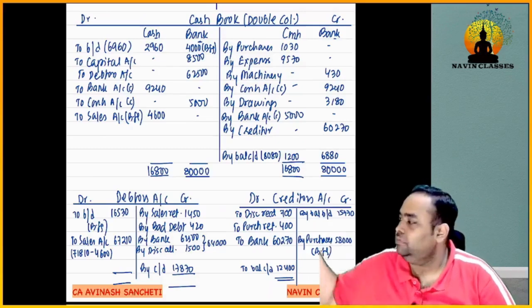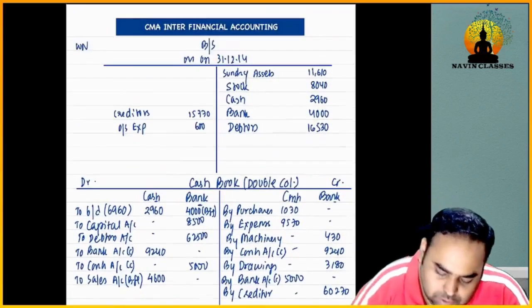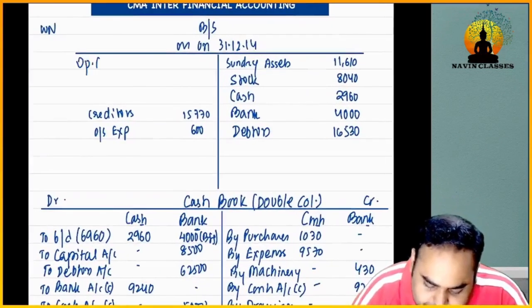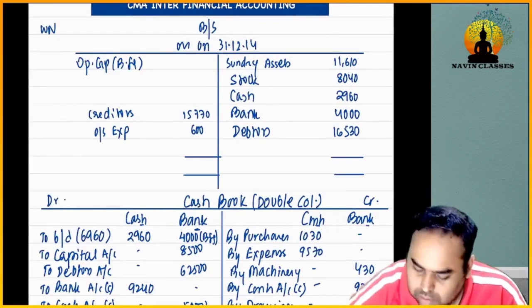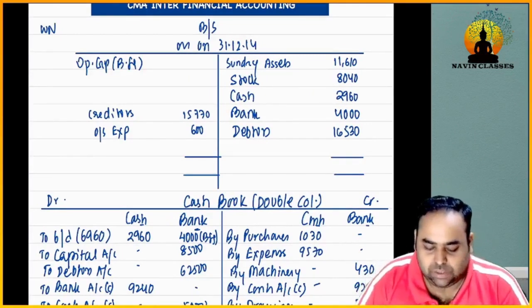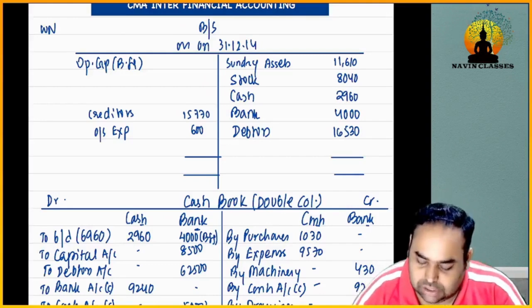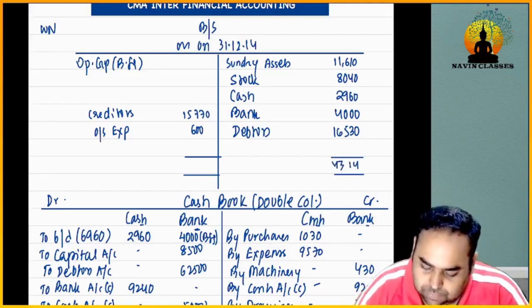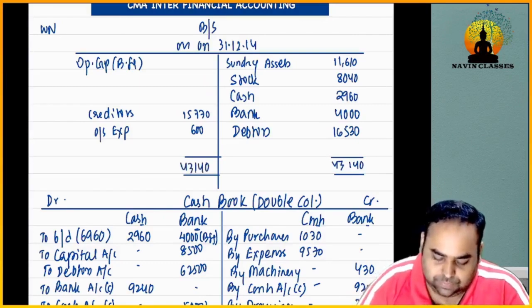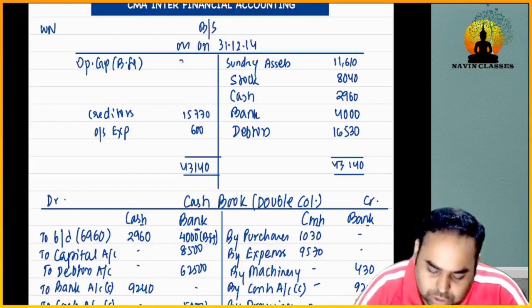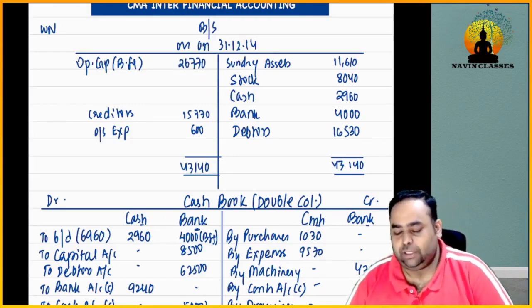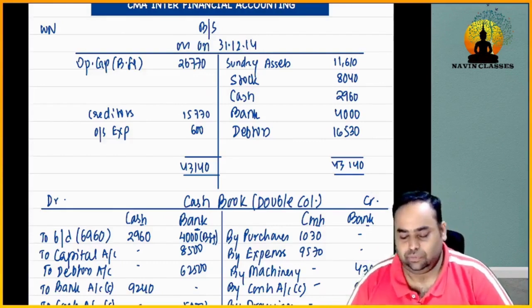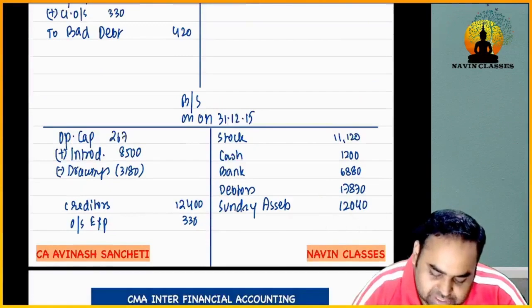Very good. So now I will close it. Now I will calculate the opening capital. 11,610, 8,040, 2,960, 4,000, 16,530, 43,140. 26,770 is the opening capital. I will write this opening capital of 26,770 here.